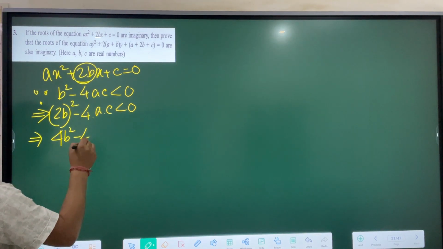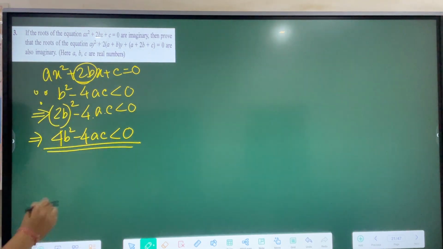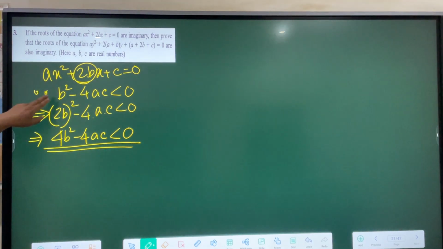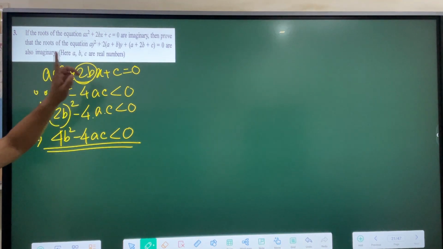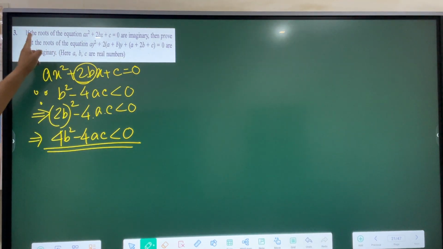b square minus 4ac is less than 0. This is what we have got from the given one. We have written directly b square minus 4ac is less than 0. Why? Because the roots are not real. It is given in the question, roots are not real.